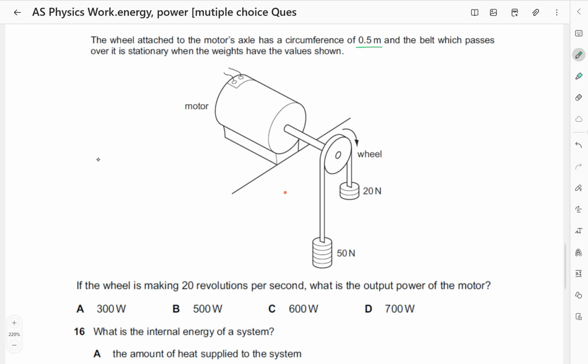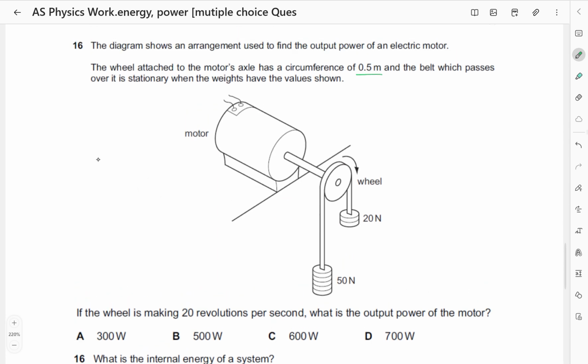So that means the net force is the most important thing here. When we look at that, the net force is going to be 50 minus 20, which is 30 newtons. And then the distance moved. The wheel attached to the motor's axle has a circumference of 0.5 meters.